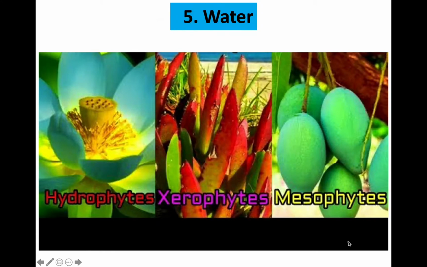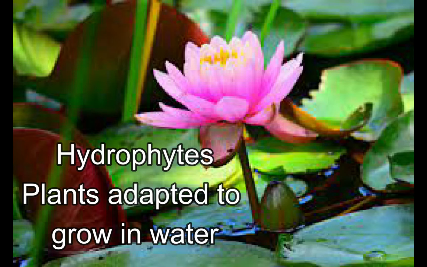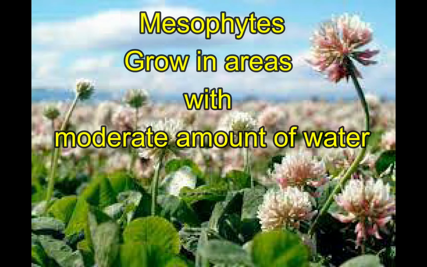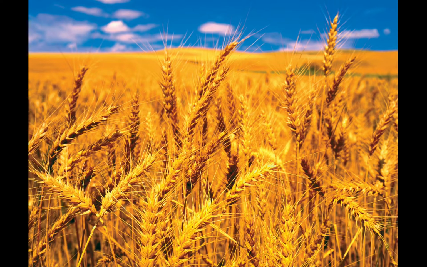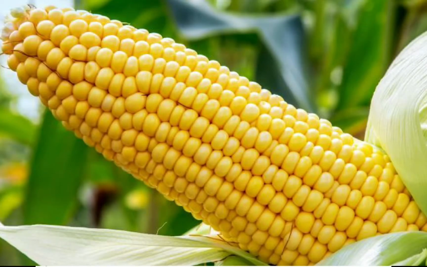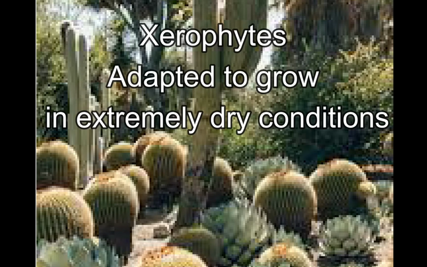Well, the hydrophytes are plants that are adapted to grow in water. Example, the water lilies, right? Mesophytes are plants that grow in areas that have a moderate amount of water. Example, all the fruit trees, wheat, maize. And if we look at xerophytes, they are plants that are adapted to grow in extremely dry conditions.